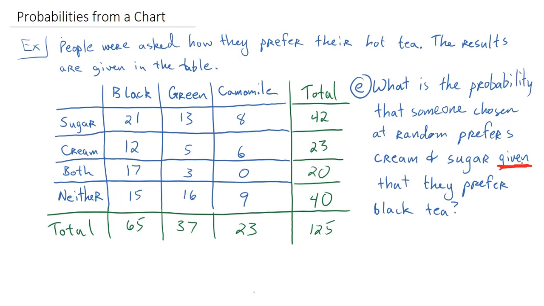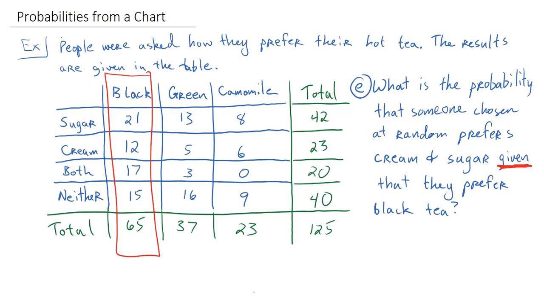Now, if we know that they prefer black tea, that means we are only looking at the black tea column. So whatever comes in the given piece, or the assumed piece, or the hint that you're given, however that shows up, that is going to limit what you're looking at. You're not going to look at any other part of the table. So we're only looking at the black column.